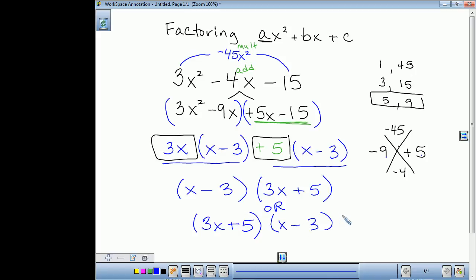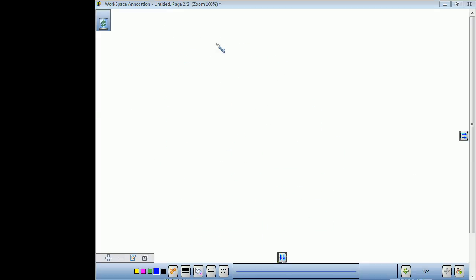Does anybody have any questions about this problem? So the new part is just the splitting here, because this part we've already talked about. It's not as easy as the other kind, but it's the same idea. All right, let's do another one.